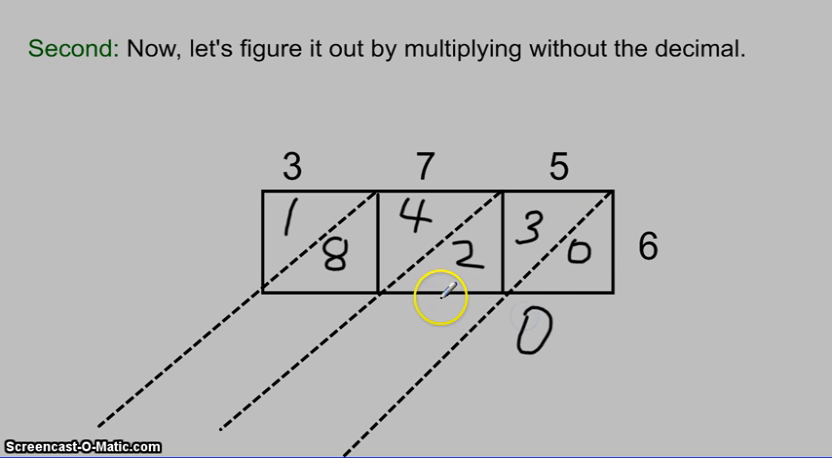0, 5, 4 plus 8 is 12. Put your 2 here, carry your 1, and 1 plus 1 is 2. Now I have an answer that looks like 2,250.